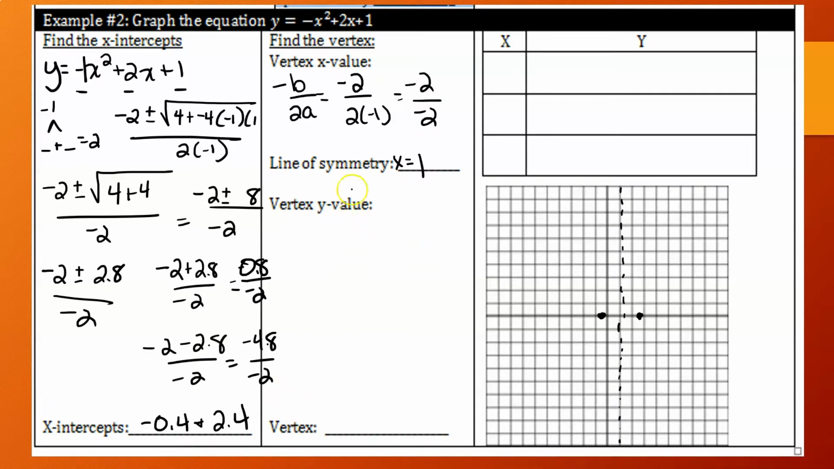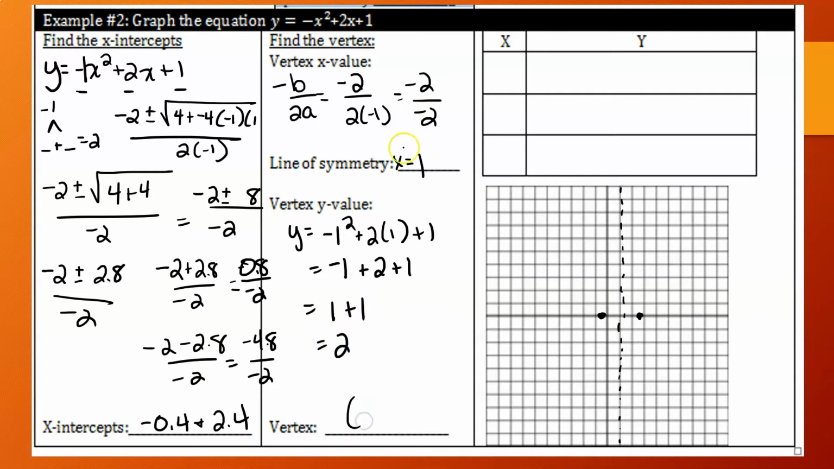To find the y value of that vertex, I substitute into the original equation. This equation tells me how x and y are related. x is now 1, so I can replace all the x's with 1. Remember, I'm not squaring a -1, I'm squaring 1. 1 times 1 is just 1. With a negative on the front, it's -1. Plus 2 plus 1. -1 plus 2 is 1, and 1 plus 1 is 2. My vertex comes from the line of symmetry and the y value where I substituted in. So that's (1, 2), and it falls right there on my line of symmetry, right in the middle.